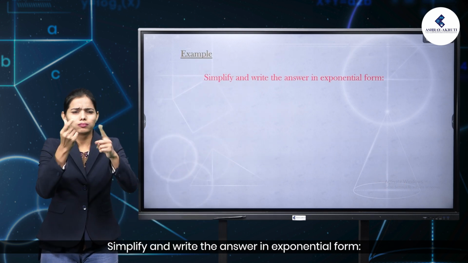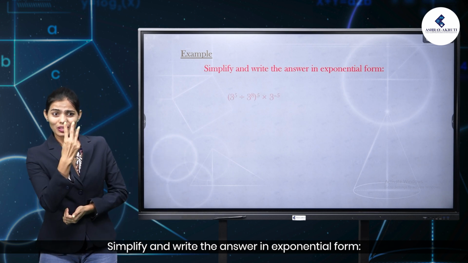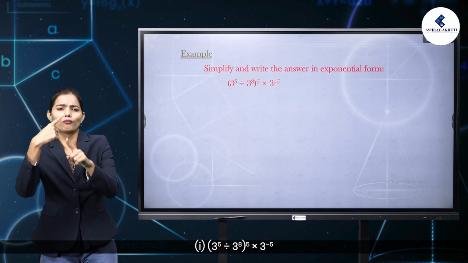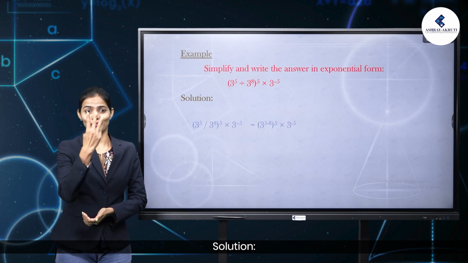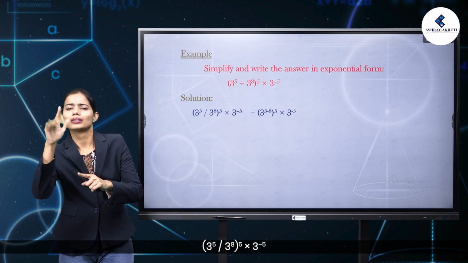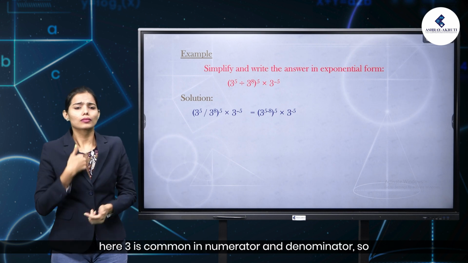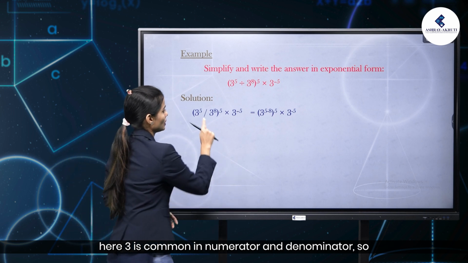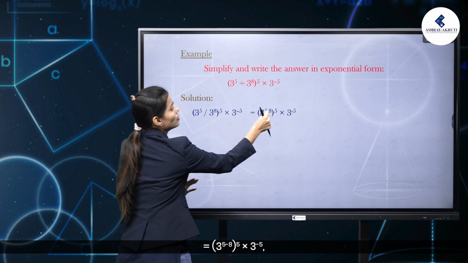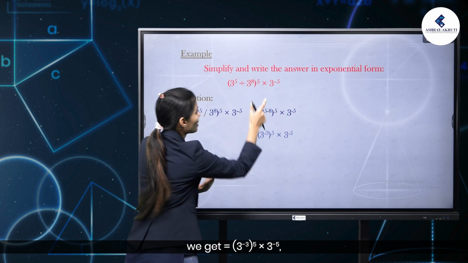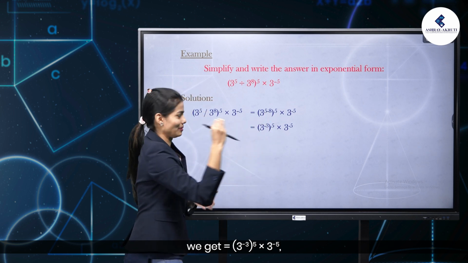Example. Simplify and write the answer in exponential form. (3 power 5 divided by 3 power 8) whole power 5 into 3 power minus 5. Solution. Here 3 is common in numerator and denominator. So, is equal to (3 power 5 minus 8) whole power 5 into 3 power minus 5. We get is equal to (3 power minus 3) whole power 5 into 3 power minus 5.